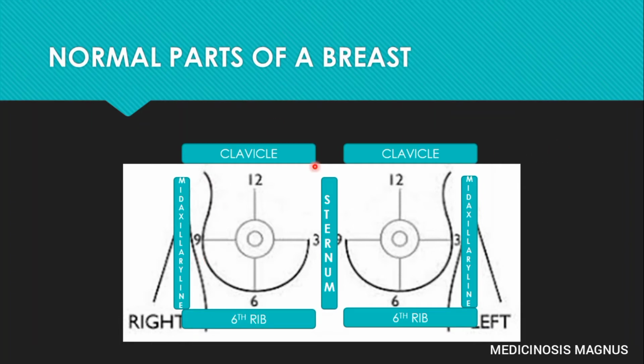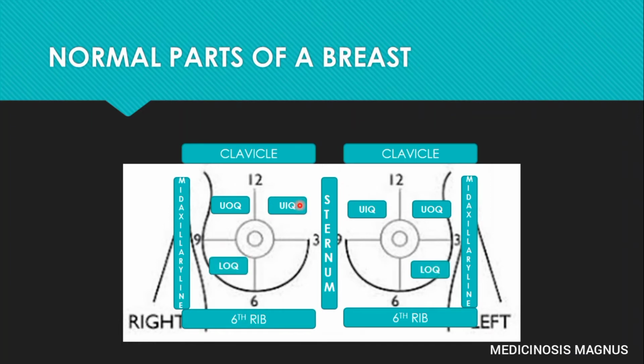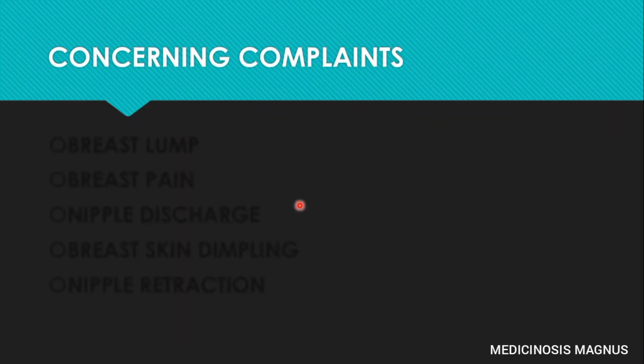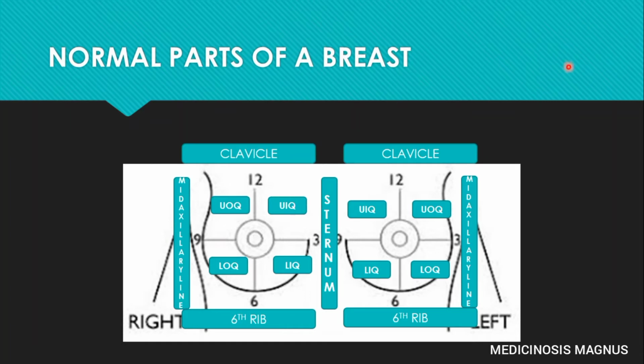Now if we divide the breast into four parts, we will get four quadrants, that is the upper outer quadrant, the upper inner quadrant, the lower outer quadrant, and the lower inner quadrant. Now if you see, we have divided the breast into four quadrants, and remember that most of the breast cancer arises in the upper outer quadrant.